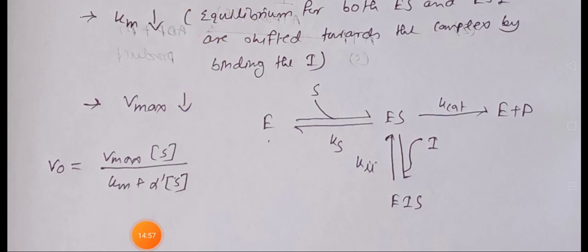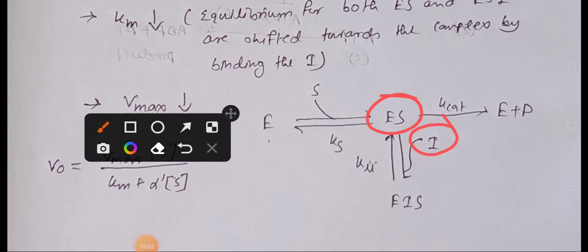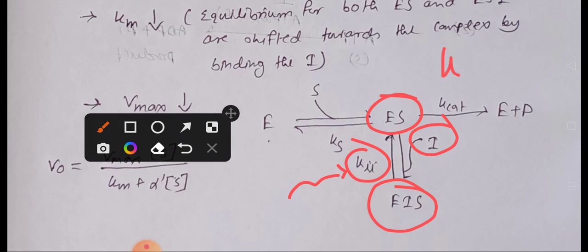So here you can see that the inhibitor is interacting with the enzyme-substrate complex, giving us the enzyme-substrate-inhibitor complex. Here the constant for the dissociation of the enzyme-substrate-inhibitor complex is K2, right? Now see it very carefully. Here the value of Km is going to decrease. Now you may ask why?